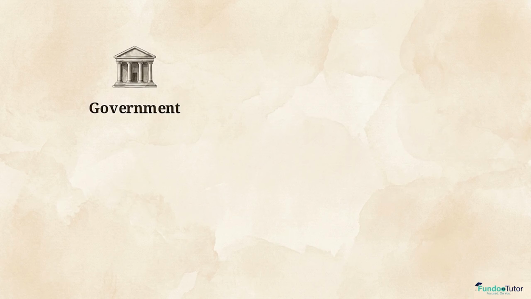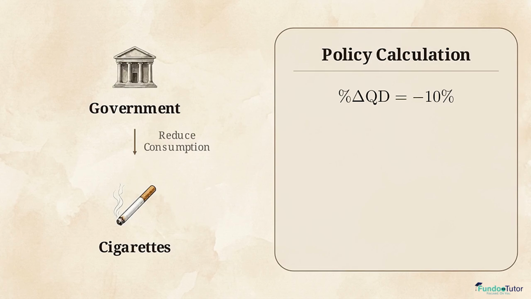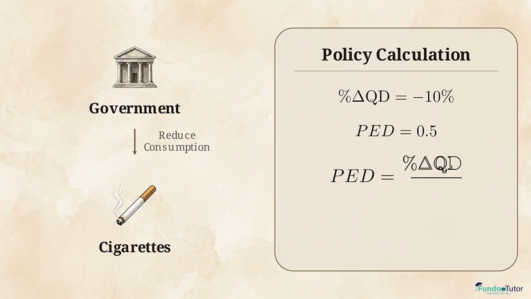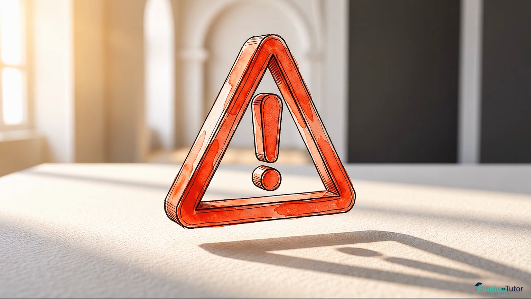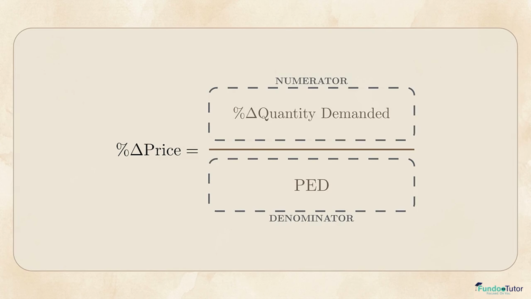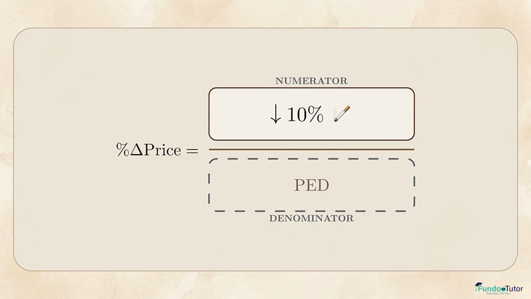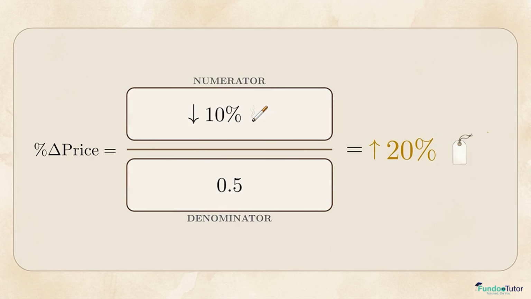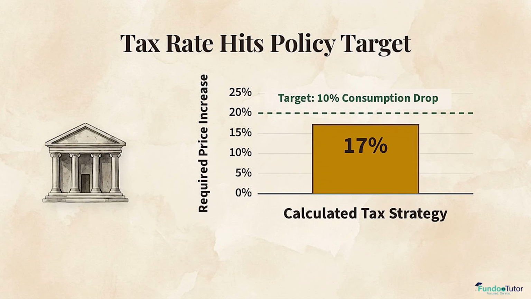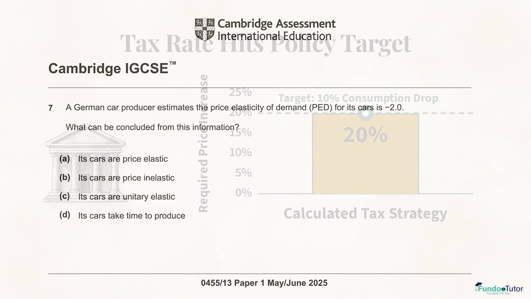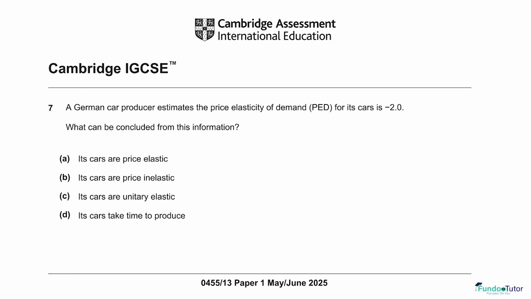Examiners point out a frequent trap here. Students often incorrectly invert the formula, dividing the price by the quantity, which generates a completely wrong answer. To avoid that trap, strictly maintain the structure. We take our target 10% reduction in quantity demanded and divide it by the known PED of 0.5. This calculation tells us the government must raise prices by 20%. This mathematical reversal provides policymakers with a data-driven way to estimate the specific tax increases needed to reach a consumption or revenue target.